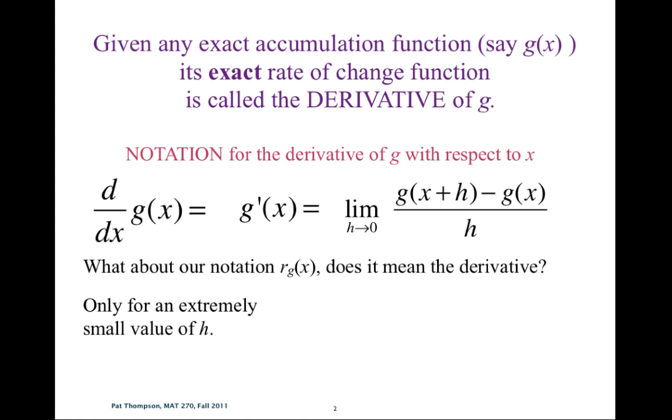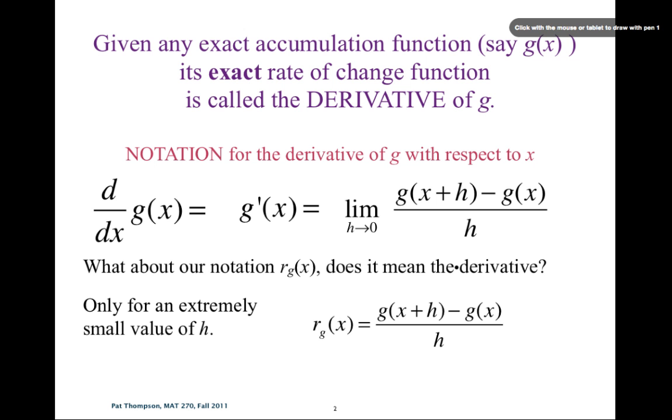So now we have three notations: r sub g of x, d dx of g of x, and g prime of x. They all mean the exact rate of change function, and we call them the derivative of g. Questions on that? So you'll see them all, and we can use them interchangeably.